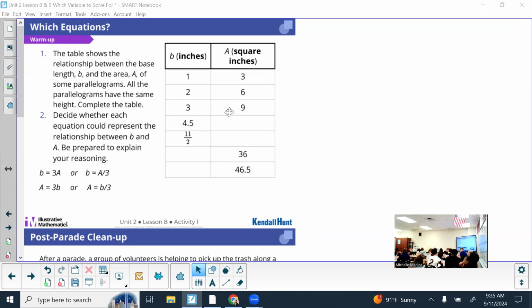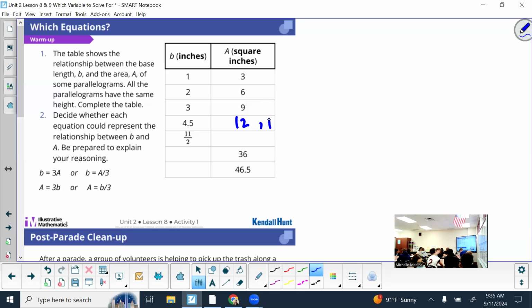Table 5. What needs to go here where my mouse is? Okay, class, do we agree with that? Those of you that don't agree, what do you think needs to go there instead? Okay, and why? Okay, so 4.5 times 3 is 13.5. You were not given an equation to go along with this table of values.